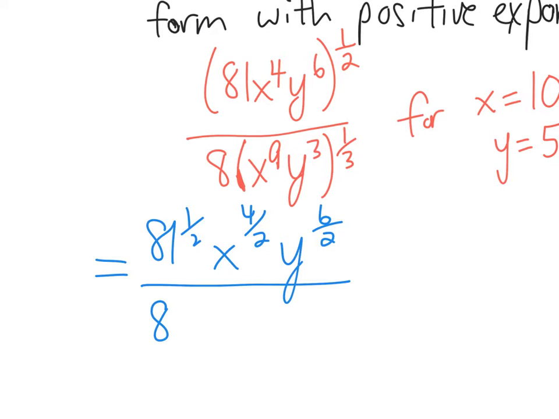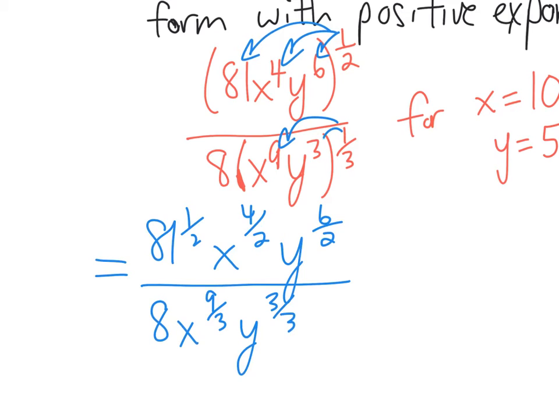Then we could distribute in that 1/3 using the power to a power rule, so it becomes x to the 9 times a third, and y to the 3 times a third. So now we've simplified the numerator brackets and the denominator brackets using the exponent rules of power to a power. So each exponent receives that exponent a half, and in the denominator as well. So x to the 9 is raised to the 1/3, and y to the 3 is raised to the 1/3. That's called the power to a power rule, and you multiply the exponents.